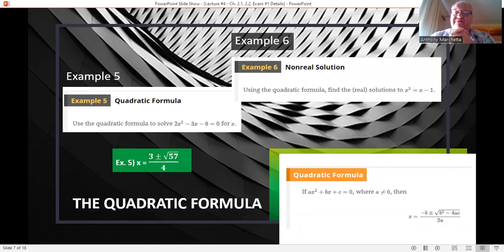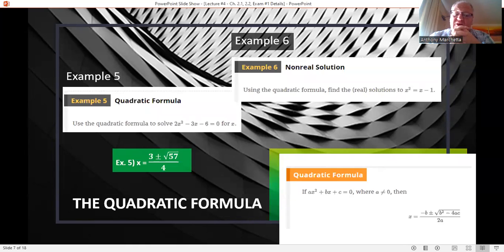All right, so for example 6, we have the case of a non-real solution. Using the quadratic formula, find the real solutions to this. The easiest way to do that is use Desmos. If you use Desmos, you'll see that those two graphs do not cross, y equals x minus 1 and y equals x squared. They just don't cross. There's nowhere where they intersect.